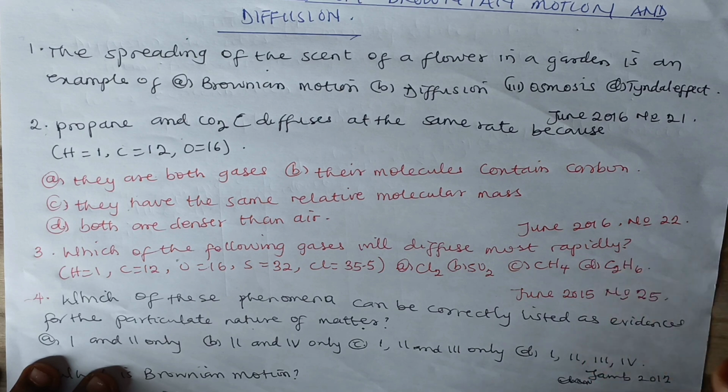Now, if the vapor density of a gas is higher, the rate of diffusion will be slower. If the vapor density of a gas is lower, the rate of diffusion will be higher. That is, a very light gas can diffuse faster compared to a dense gas.